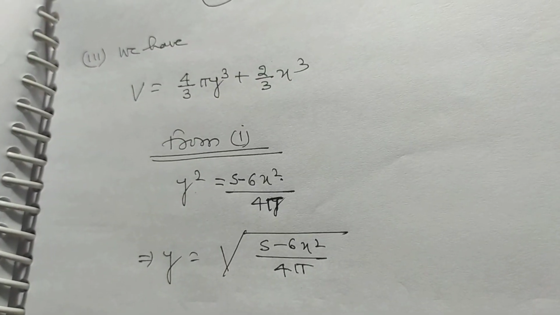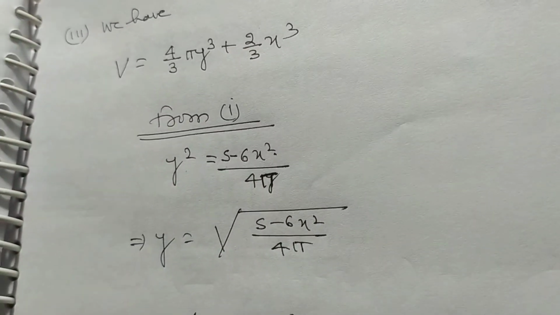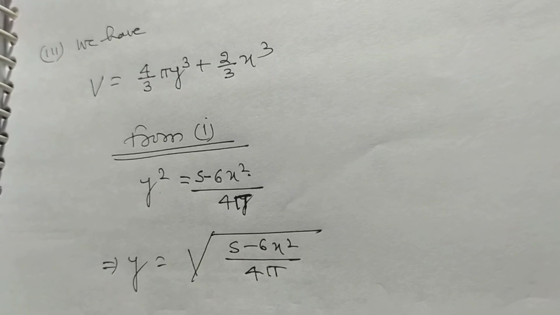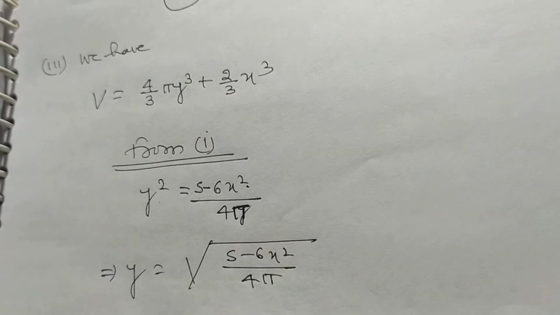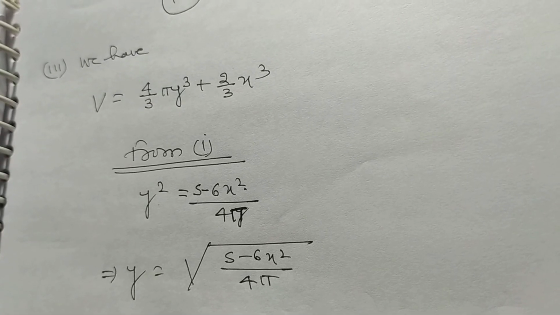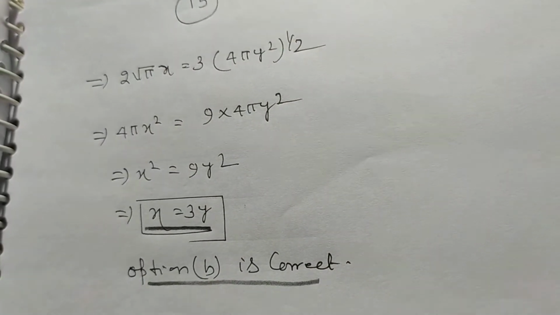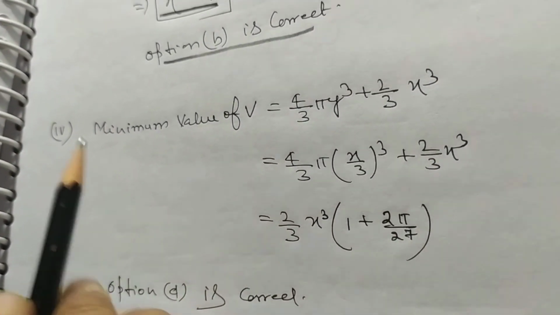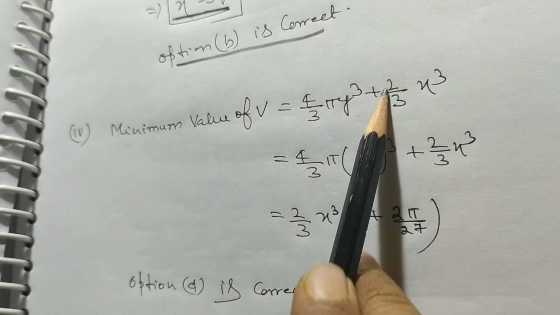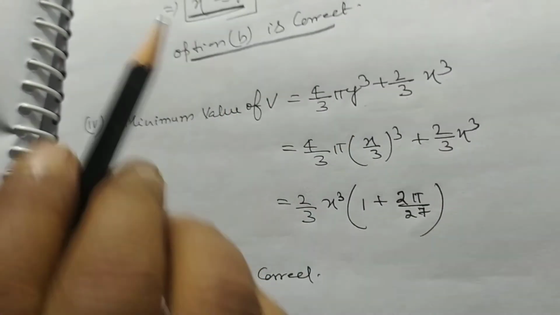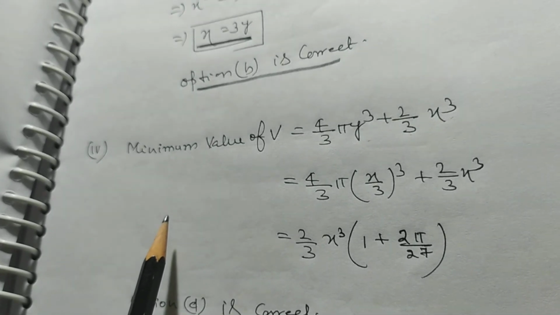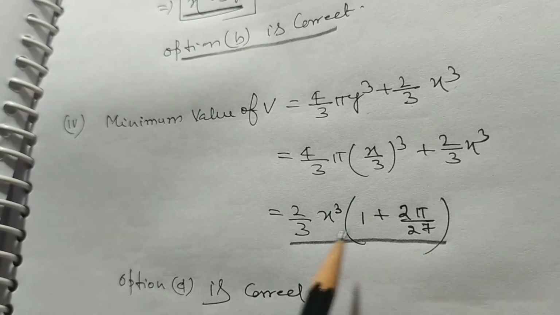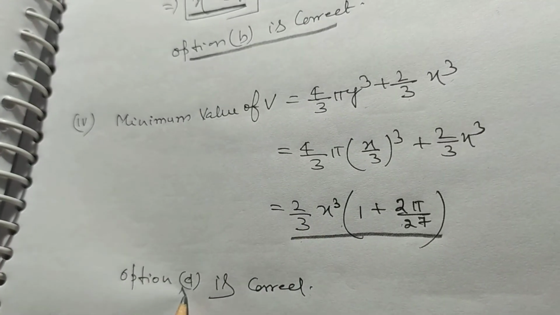What do we observe? We observe that here in case 3 only, when we have to show the maximum or minimum volume, then we took the help of differentiation, application of derivative, and minimum value of v is equal to 4/3 pi y cube plus 2/3 x cube. And now we got the relation between x and y. x is equal to 3y, so y is equal to x/3. So in term of x, it will be 2/3 x cube, and option D is correct.